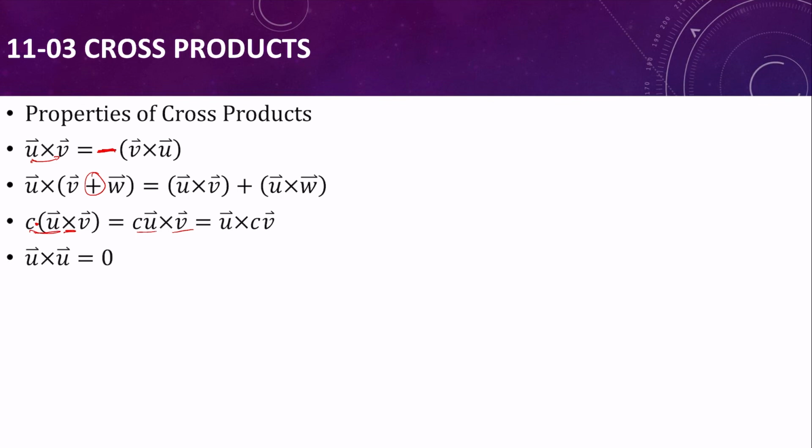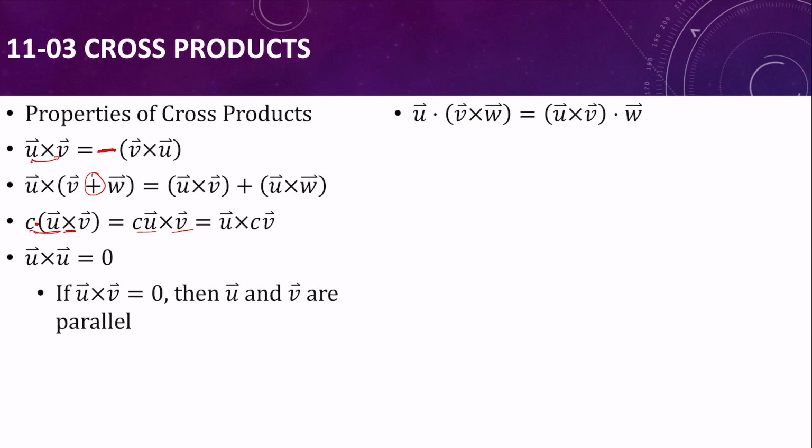If you cross product a vector with itself, you get 0. Therefore, if you cross product 2 vectors and you get 0, then they are parallel. If you dot product with a cross product, we have the associative property. So remember, you have to do the cross product first so that you get a vector, because the dot product gives you a scalar number.